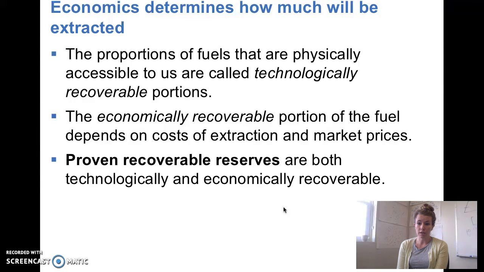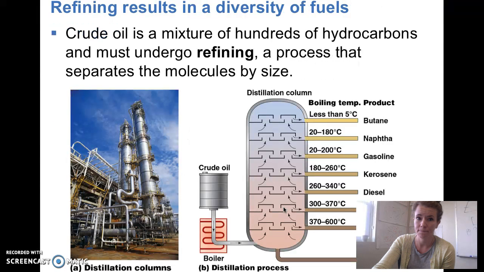Then the two of them together are called proven recoverable reserves, which are both technologically and economically recoverable. This one will improve as technology improves or as market prices of the fuel rise, and it will decrease as fuel deposits are depleted by extraction or as market prices fall. That would mean that extraction would be unprofitable, so it would no longer be proven recoverable.